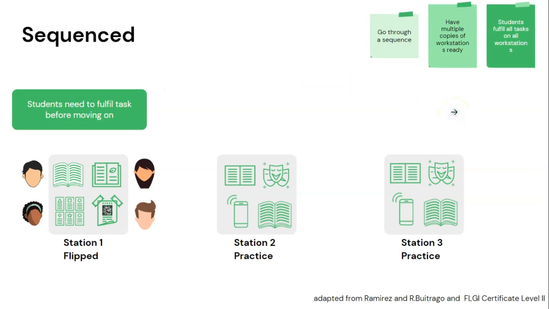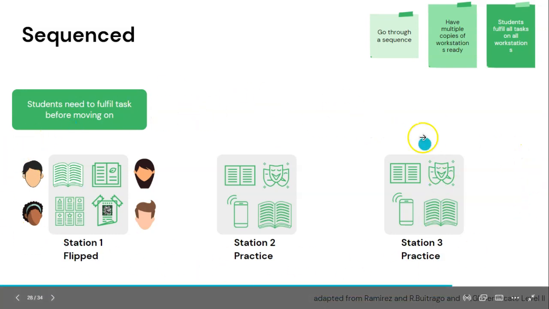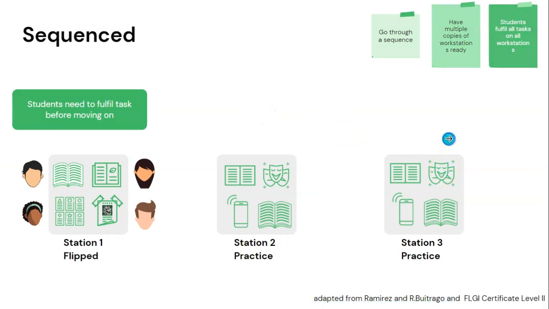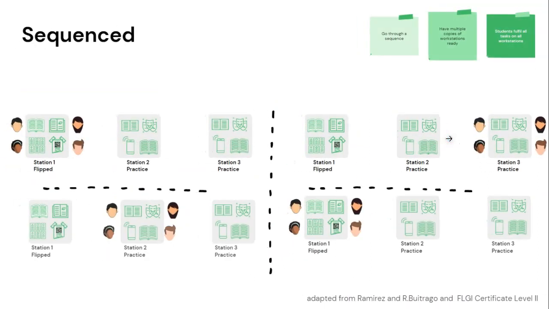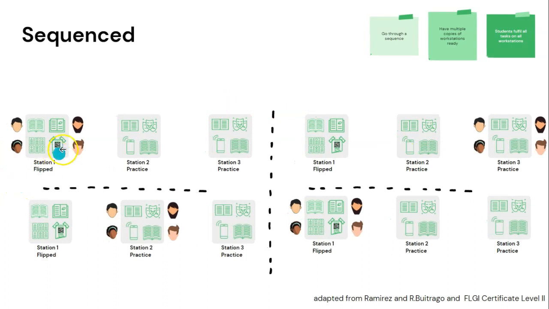If you have many students, say 20 students, you can put them in groups of 5, so you need 4 multiple copies of the same workstations. Here you can see all groups start at the flip station, and they move on to the practice station, and if you have any other stations, they keep on going.